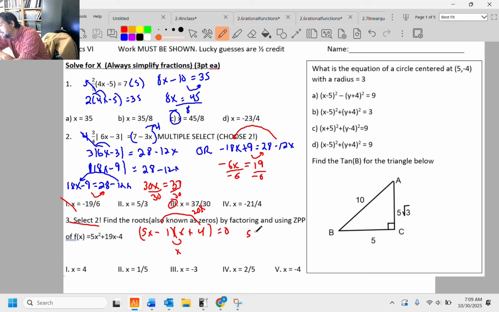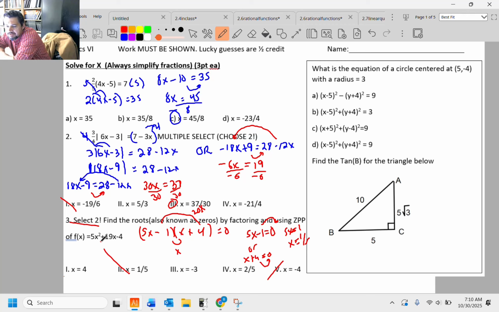The ZPP, zero product property, says 5x minus 1 is 0, or x plus 4 is 0. Now, if x plus 4 is 0, we just jump that 4 over, makes it negative 4. So choice 5 was correct. Here we have a two-stepper. 5x is 1, divide by 5, x is a fifth. There you go. Choices 2 and 5.